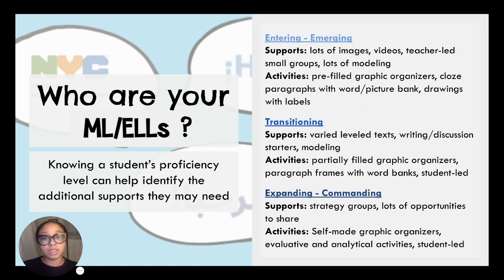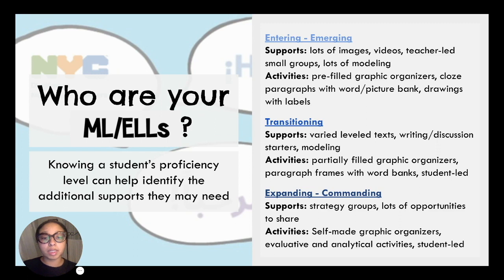When we're thinking about the transitioning students, they're the students who are right in the middle. They've made this progress where they can possibly talk more, engage with other students, but they also still need lots of support. So consider using lots of varied level text, writing and discussion starters, and lots of modeling to show them how to use those writing and discussion starters. Some activities can include a partially filled graphic organizer, as well as some paragraph frames or sentence frames with word banks, and really encouraging them to do more student-led work and student-led small groups.